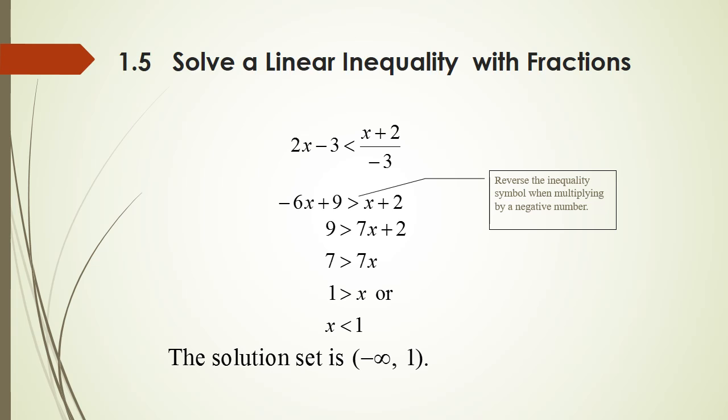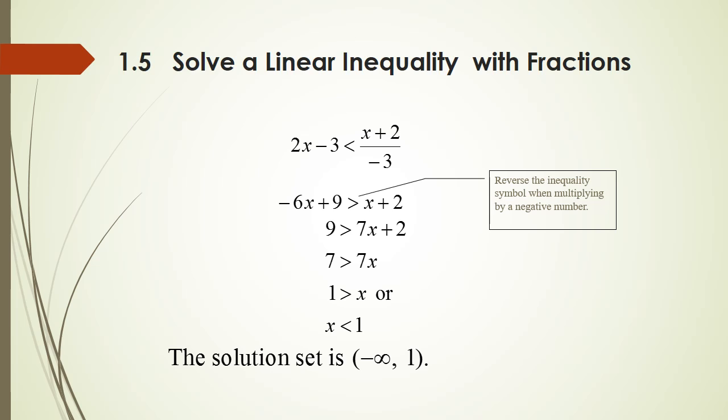Okay, the first thing we did was we multiplied both sides by -3, which made the 2x -6x and the -3 +9. Notice that we also flipped the inequality around because we multiplied both sides by -3. The next step, they added 6x to both sides and got 9 is greater than 7x plus 2. Then they subtracted 2 and got 7 is greater than 7x. And then divide by 7. So we have that 1 is greater than x.